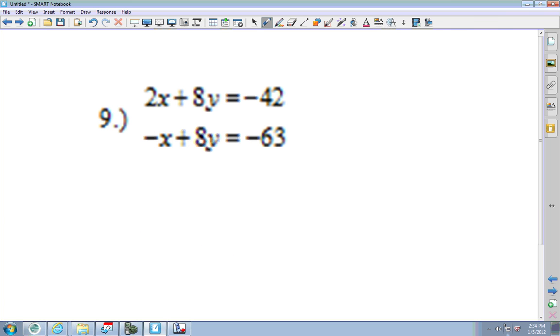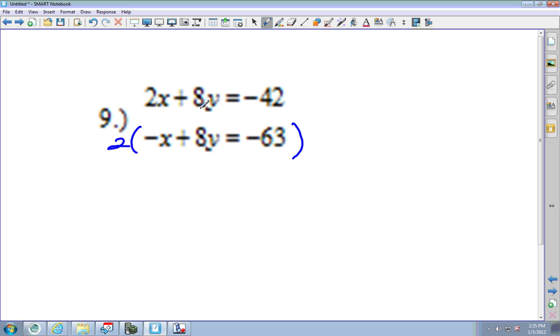Next one. All right, let's look at this one. My x's don't automatically cancel out, but this is a positive, this is a negative. What number needs to be down here at the x to make them go away? This is a 2. I need a 2 down here, so I would multiply the bottom equation by 2.